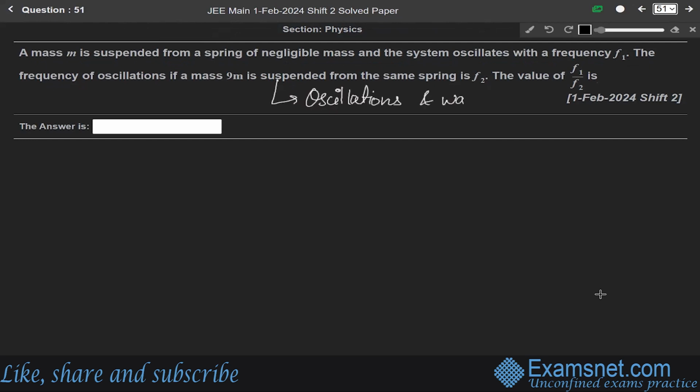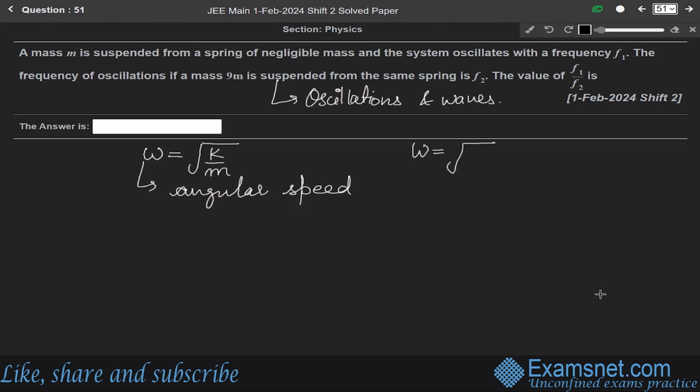Oscillations and waves, okay. Now we know that the angular frequency, or we can say angular speed, omega is equal to under root k over m. So for the mass m only, omega will be equal to under root k over m. Let us say it is omega 1. And for mass 9m, omega 2 will be equal to under root k over 9m.